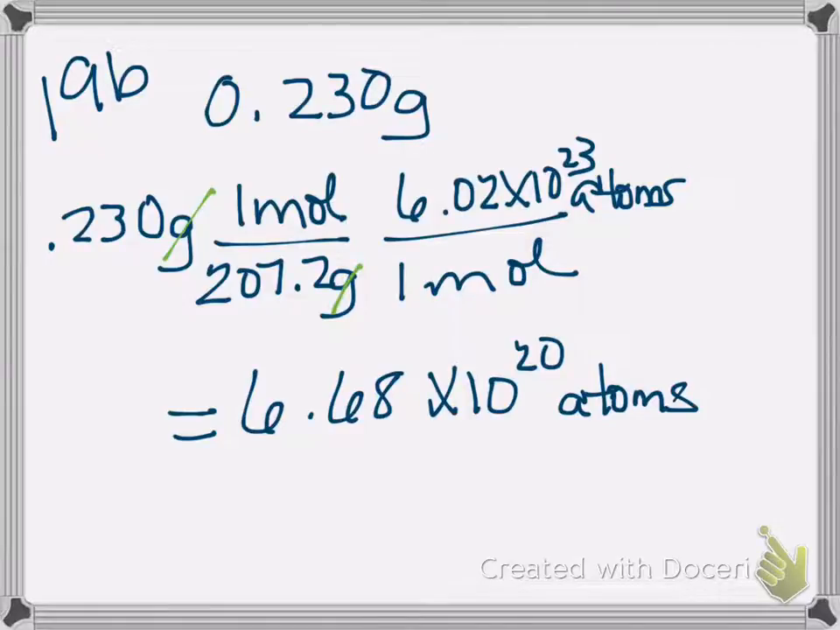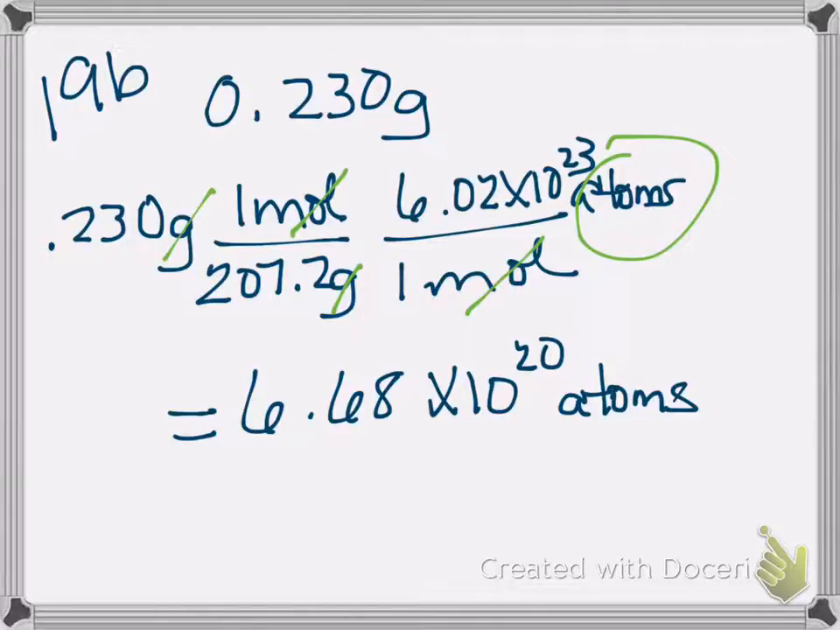1 mole contains 6.02 times 10 to the 23rd atoms. We can cross out moles. We're left with atoms. After you multiply and divide here, you're going to have 6.68 times 10 to the 20th atoms. All right, if you're having problems with the scientific notation on this, please come talk to me, okay? We can talk about why this is to the 20th.